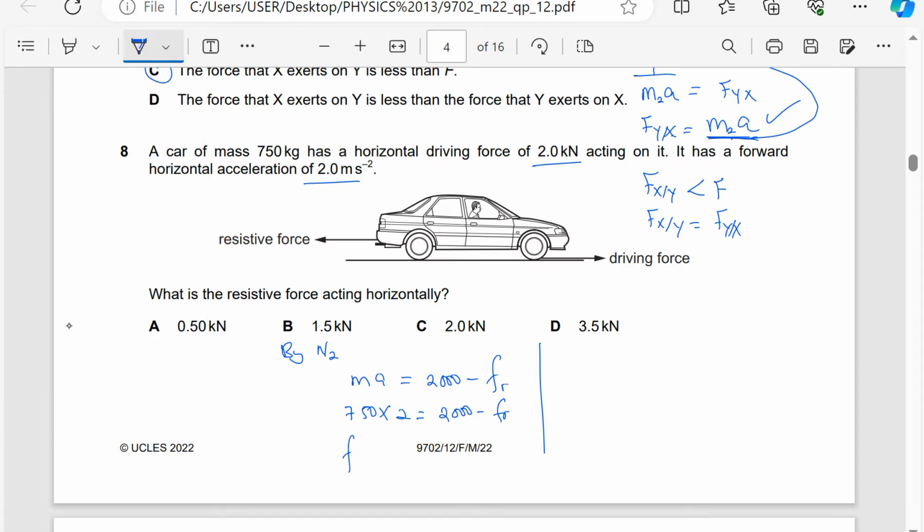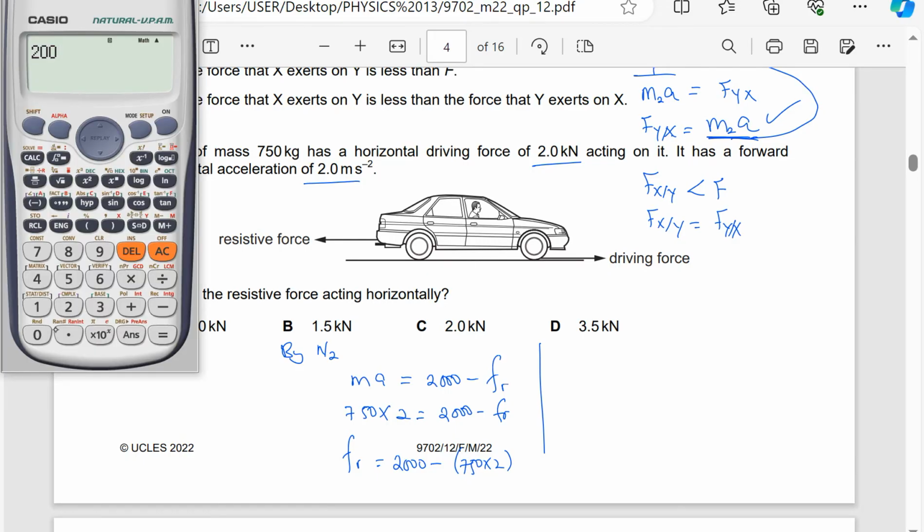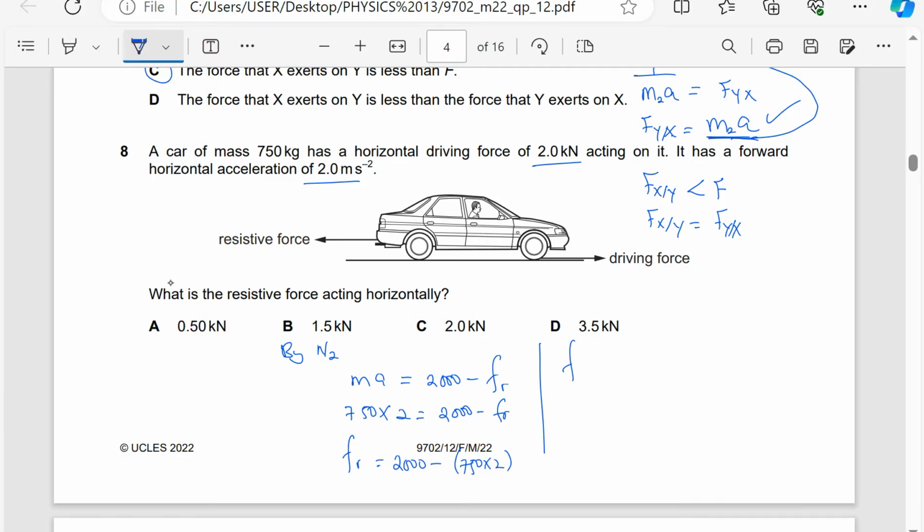So Fr is going to be 2000. Okay, maybe some students are not good at math. Fr is 2000 minus 750 times 2. So this gives me 500. So the frictional force is 500 newtons, which is the same as 0.5 kilonewtons when you divide by 1000. So the answer is going to be A.